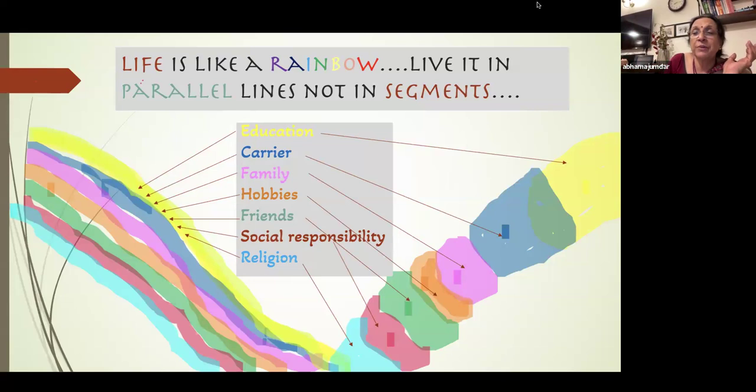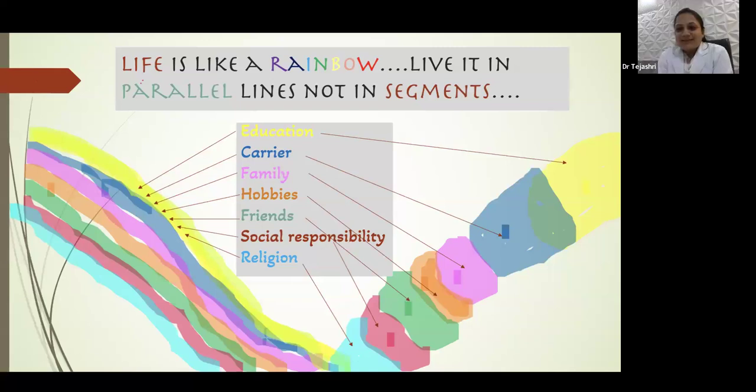So this should not be the way life should be spent. It should be spent like this. Yes, one segment may be broader at times and you give lesser time to the other segments, but everything of this rainbow, all the 7 things I've written here, should go all together. This is my life lesson for all of you today.